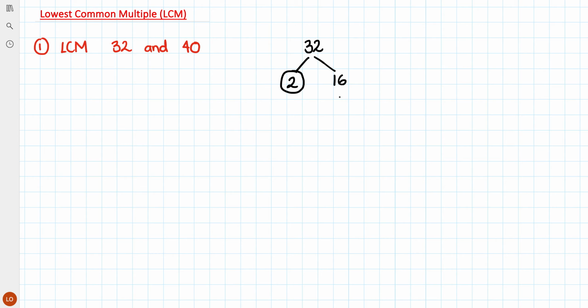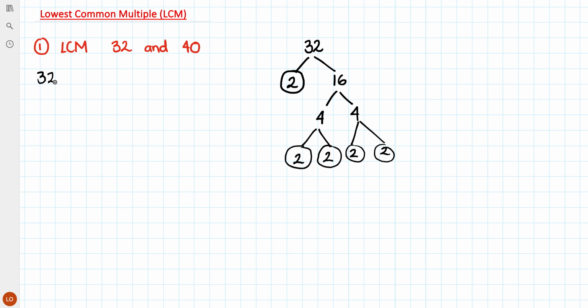Prime number 2, 16, I keep on going. Let's go 4 and 4. Remember that it doesn't matter where you start, you always end up with the same prime factors. So those are not prime factors, and I go into 2's and 2's. Good. And here 2 and 2, the same thing. 2 and another 2. Wonderful. So 32 can be written as 2 to the power of 5, which is correct.